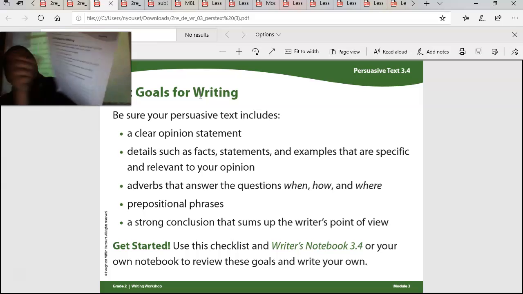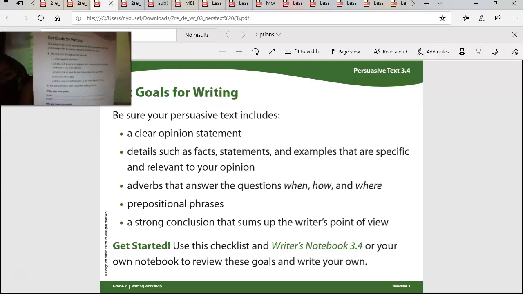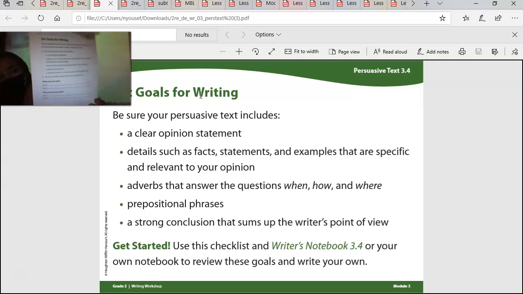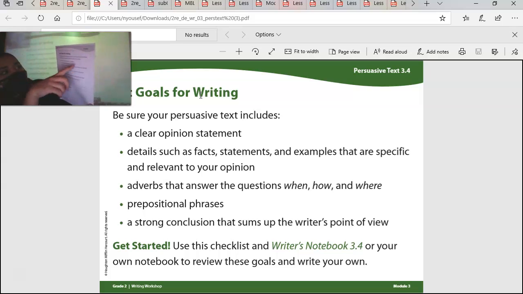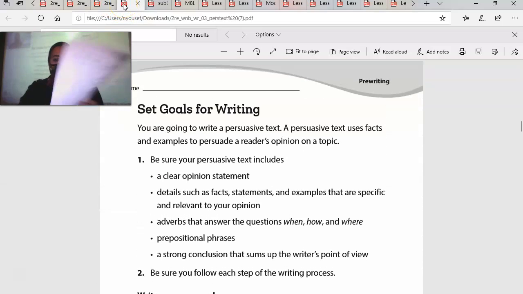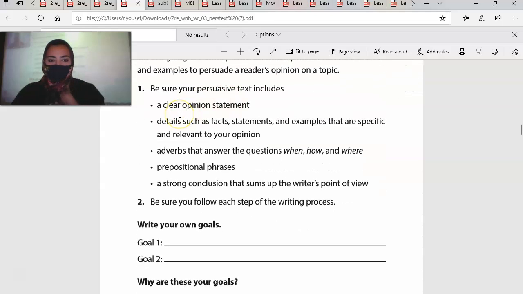So looking at this paper that says set goals for writing, I passed it out. I gave it out to you guys when you picked it up. It says 3.4 on the bottom. It says set goals for writing. So you are going to write a persuasive text. A persuasive text uses facts and examples to persuade a reader's opinion on a topic. Be sure your persuasive text includes a clear opinion statement, details such as facts, statements, and examples, adverbs that answer your questions, prepositional phrases, and a strong conclusion that sums up your point of view.